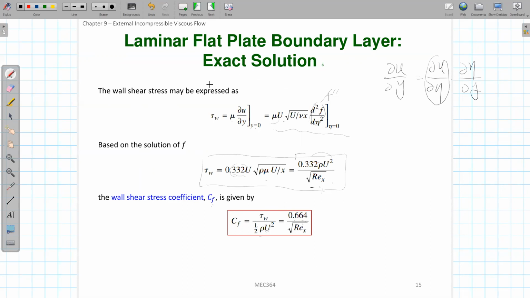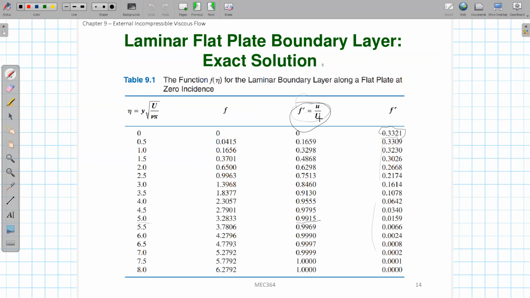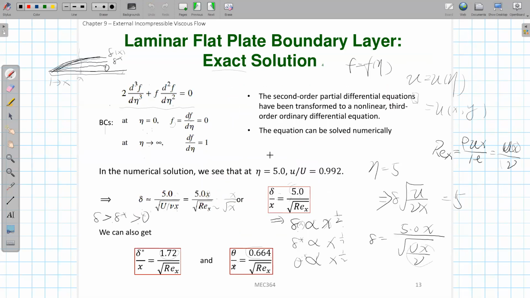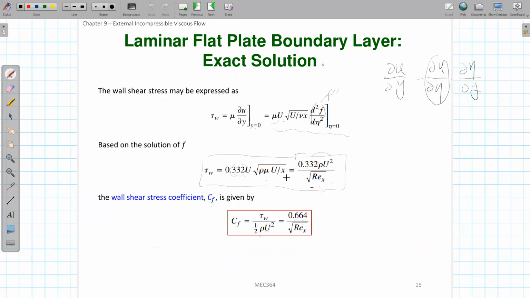So from this exact solution, we obtain three things. First, from this table, we know what the velocity profile looks like. Second, we can calculate what the boundary layer thickness looks like. And third, we can calculate what the wall friction will be.